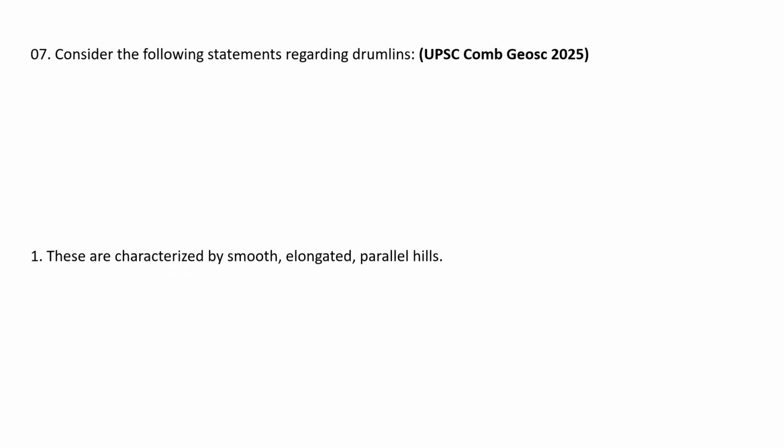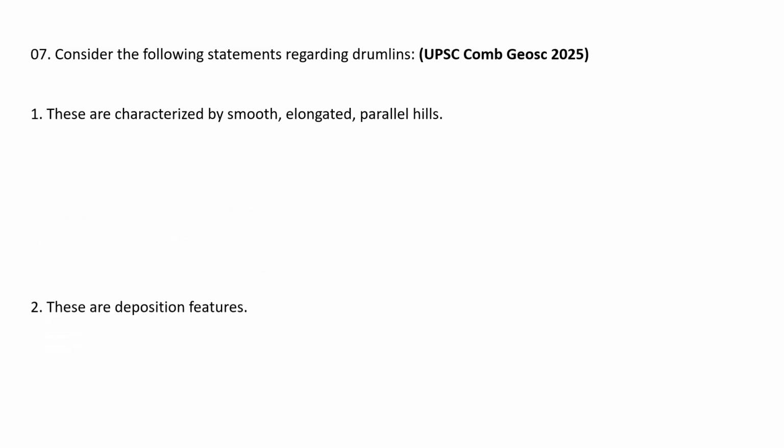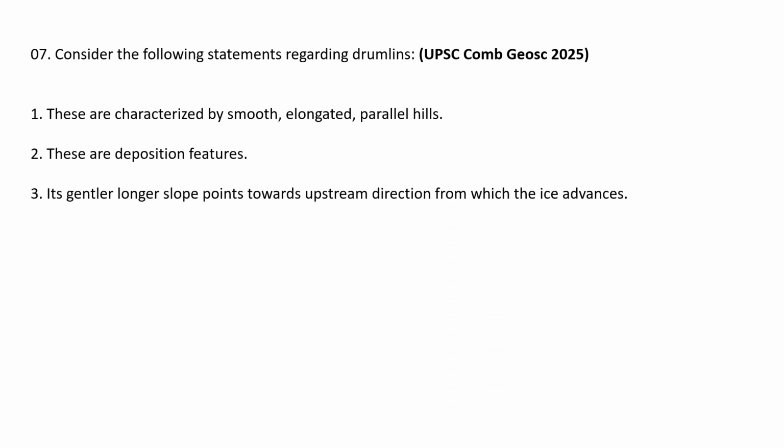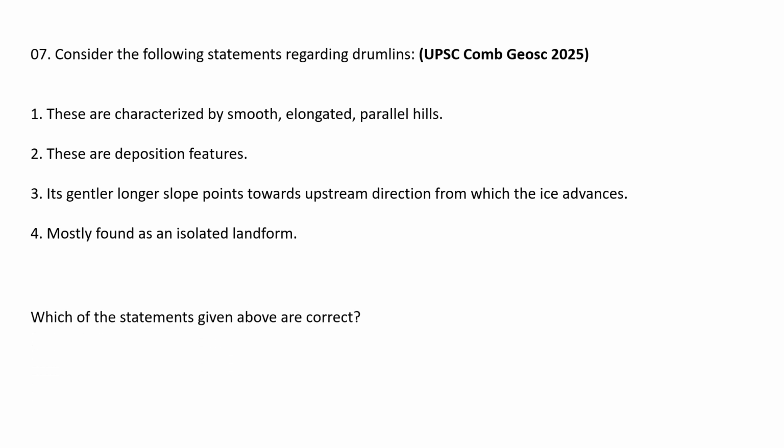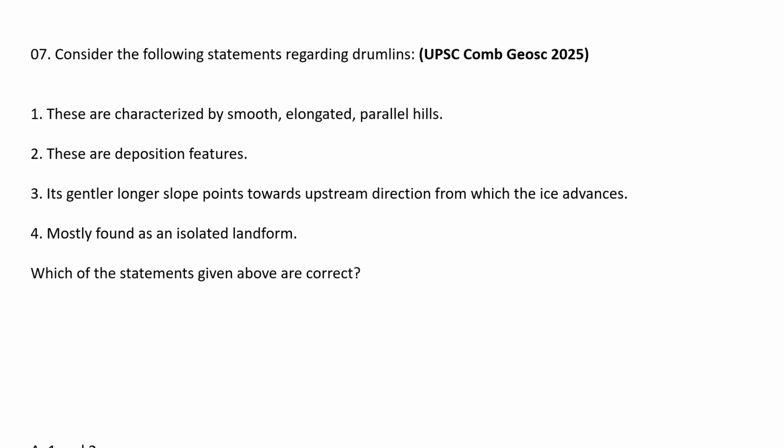Next question. Consider the following statements regarding drumlins. 1. These are characterized by smooth elongated parallel hills. 2. These are depositional features. And 3. Its gentler longer slope points towards upstream direction from which the ice advances. And 4. Mostly found as an isolated landform. Which of the following statements from the above are correct?